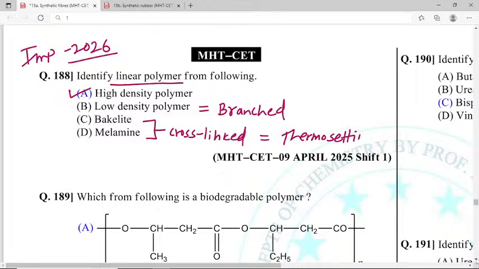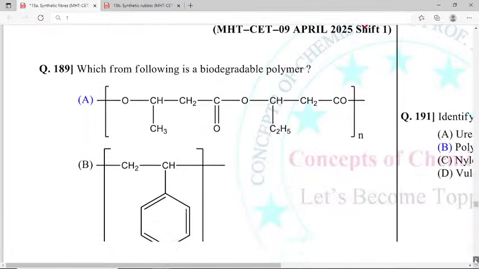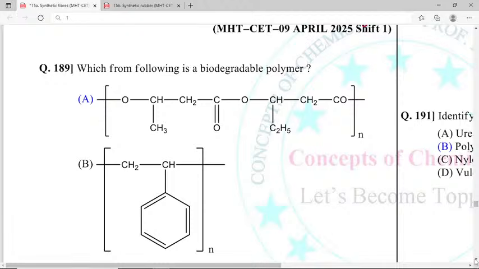Thermosetting. And linear and branched polymers are thermoplastic. Thermoplastic. Always remember, a thermoplastic polymer should be linear or branched. A thermosetting polymer should be cross-linked. Okay, clear? Next, which from the following is a biodegradable polymer?